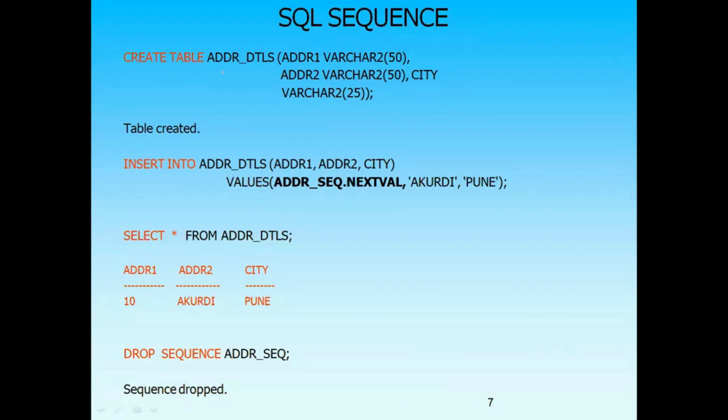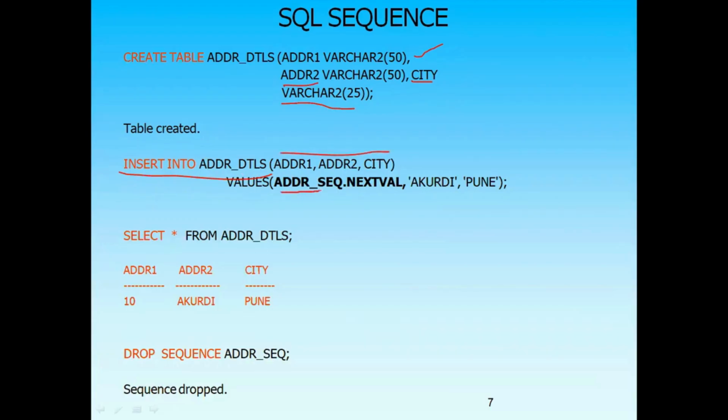So here, create table address detail, with address 1. For address 1, we want to create the sequence. For example, address 2 and city of the address will be provided by the user, right? After creating the table, if you insert the data into the table, you can use the sequence here. So how can you use this sequence in the insert statement? Insert into address detail, address 1, address 2, city. These are the fields of the table, right?